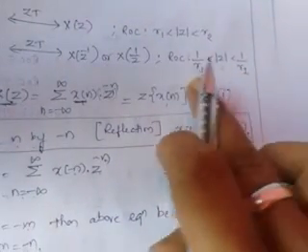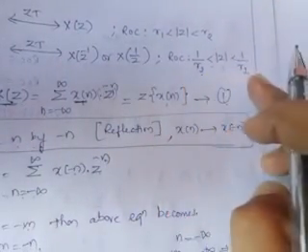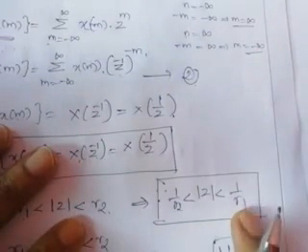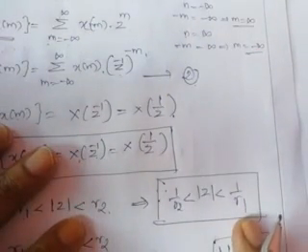Compare with the given statement. Same thing we are getting: 1 by R2 less than mod z, which is less than 1 by R1. Thank you.